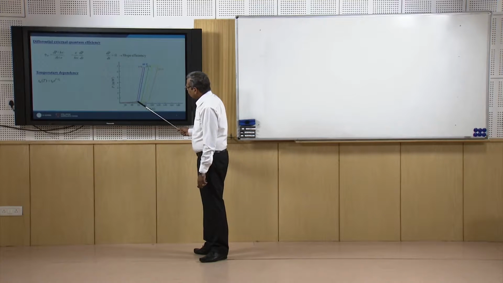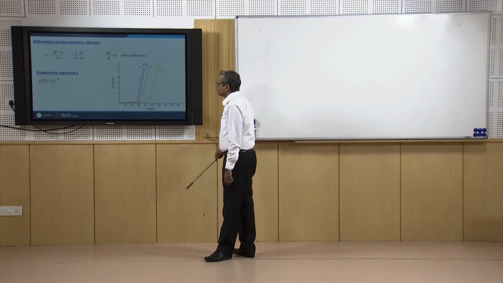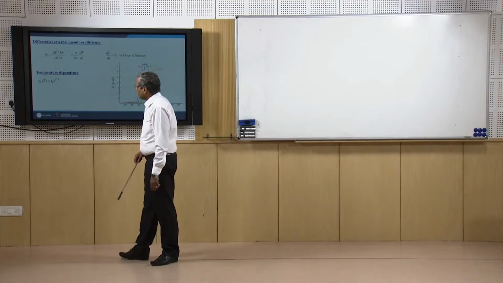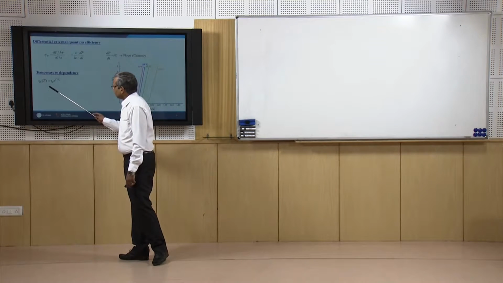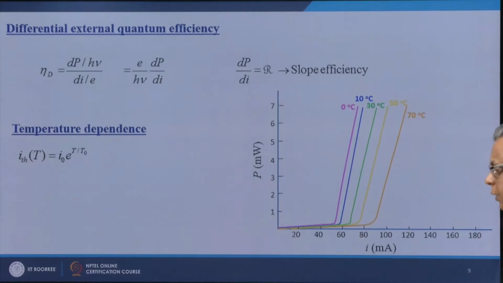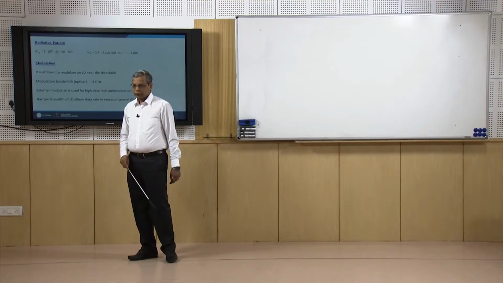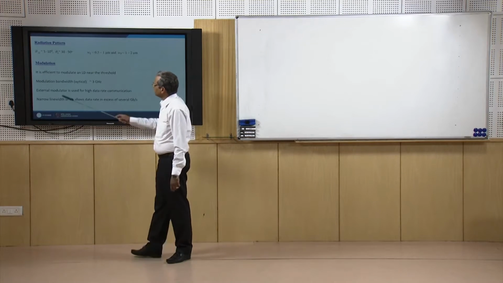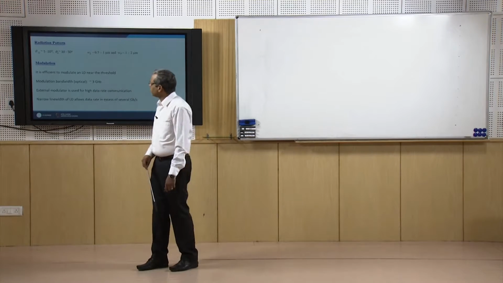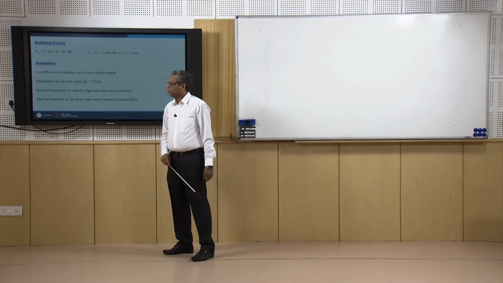Notably, the value of ITH increases with temperature, and if you fit a relation between ITH and the temperature T, it follows the relation ITH equals I0 e to the power T over tau naught. Directivity of a laser diode is of course better than that of an LED. In one direction it spreads over an angular width of 5 to 10 degrees, while in the other direction the angular width is 30 to 50 degrees.